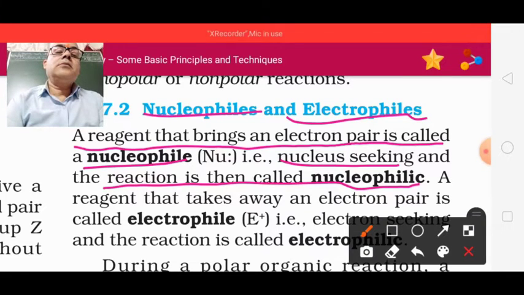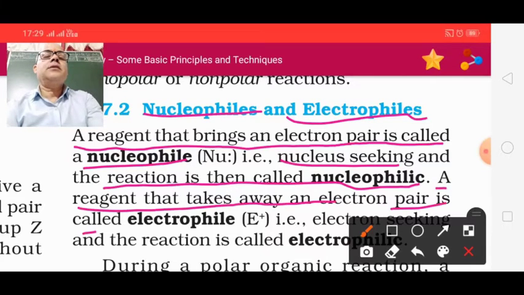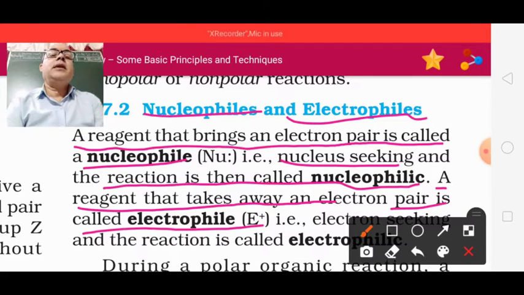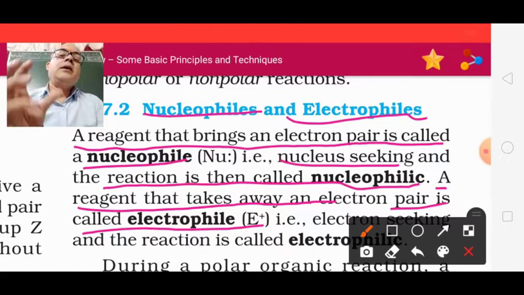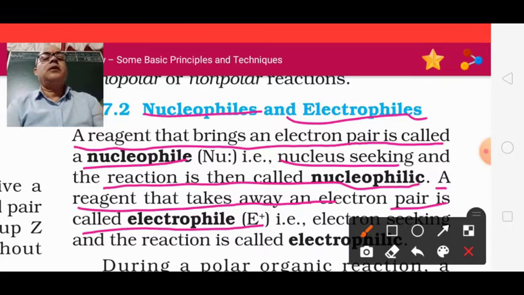And reagents that are electron loving are called electrophiles. A reagent that takes away an electron pair is called an electrophile, meaning electron loving. It means they already have a deficiency of electrons. Electrophiles have a deficiency of electrons, therefore they are called electrophiles, and the reaction is called an electrophilic reaction.